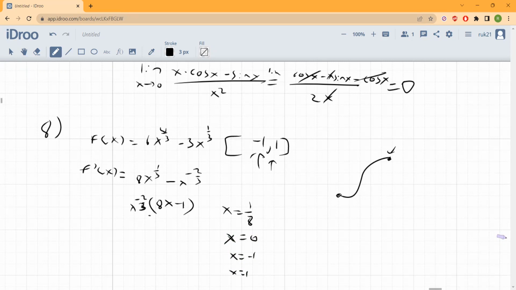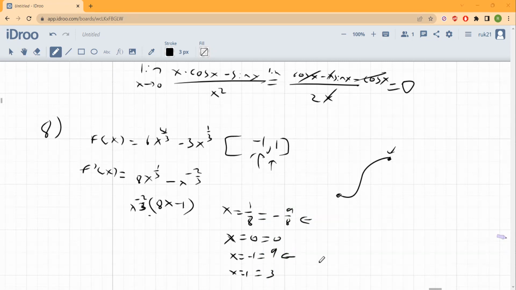From these, we can find what our maximum and minimum are. If we plug all of this in, f at 0 is 0. That's pretty easy to see. f at 1/8 is going to be -9/8. f at -1 is 9. And f at 1 is 3. So we get our absolute minimum, which is -9/8 at x equals 1/8, and our absolute maximum is 9 at x equals -1. Perfect.